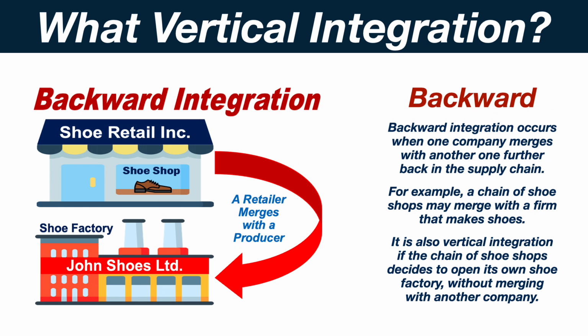Backward integration occurs when one company merges with another one further back in the supply chain. For example, a chain of shoe shops may merge with a firm that makes shoes. It is also vertical integration if the chain of shoe shops decides to open its own shoe factory without merging with another company.